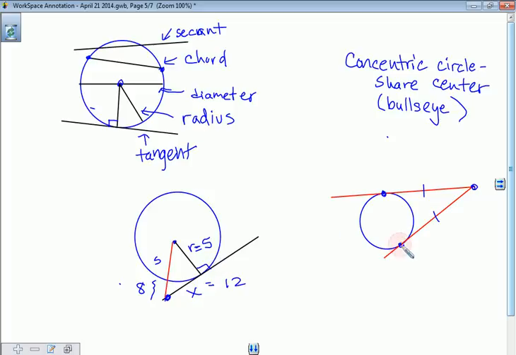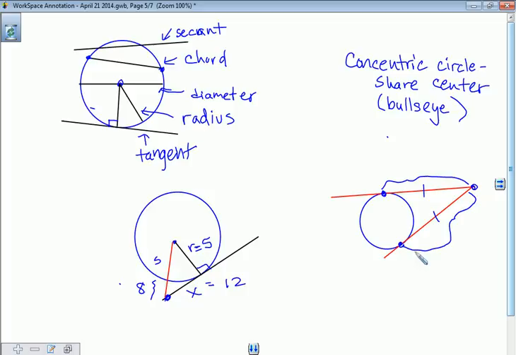Now, when we have tangents from an external point, we have these two that are tangent to the same circle. And when they're tangent from the same point to the same circle, then this segment here must be congruent to that. Do you remember that?